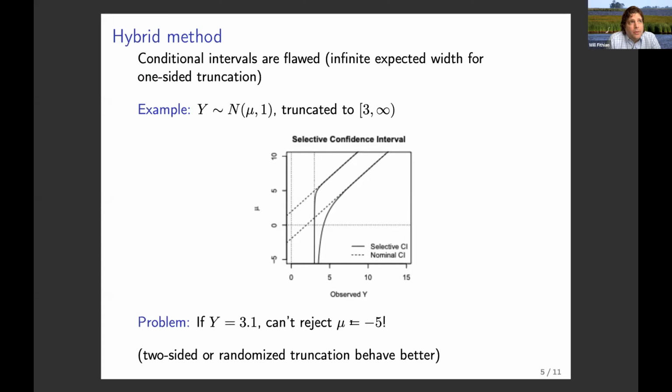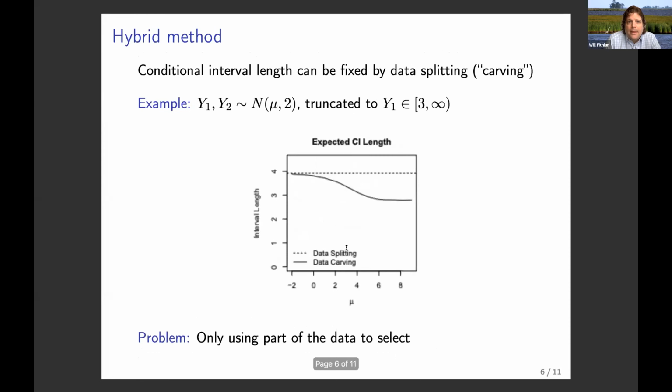Well, actually, no, because even if mu is -5, conditional on y being bigger than 3, it's not that unlikely that y would be 3.1. And so that's why mu equals -5 has to be included in this confidence interval. I should note that this is one application of conditional post-selection inference, and if we randomize, or use other shaped regions, other applications behave much better.